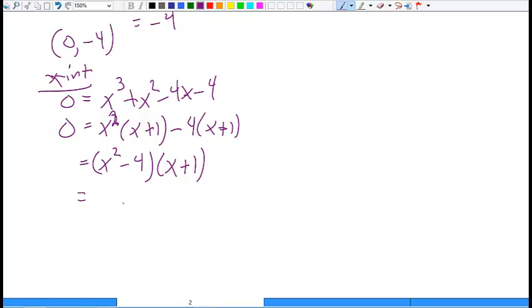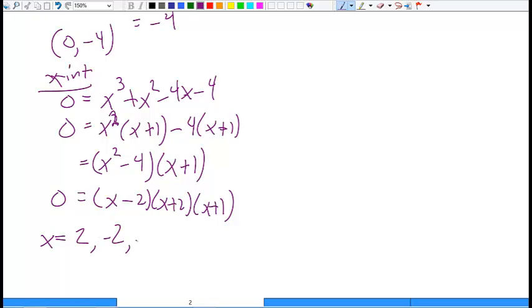And then I can keep factoring. That'd be x minus 2, x plus 2, and x plus 1. Which means the solutions for this equation would be positive 2, negative 2, and negative 1. So it crosses the x-axis 3 times.